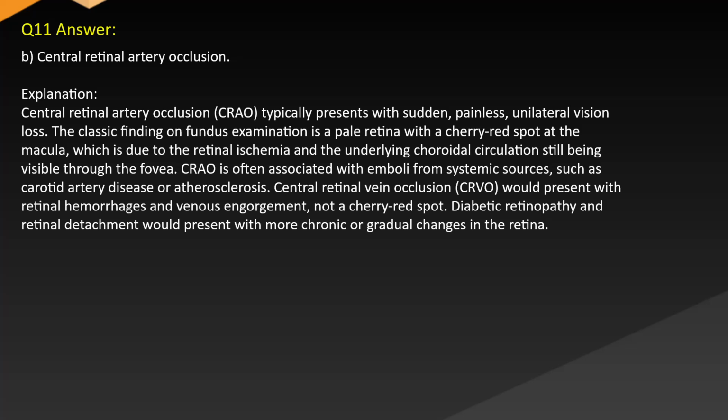CRAO is often associated with emboli from systemic sources, such as artery disease or atherosclerosis. Central retinal vein occlusion (CRVO) would present with retinal hemorrhages and venous engorgement, not a cherry red spot. Diabetic retinopathy and retinal detachment would present with more chronic or gradual changes in the retina.